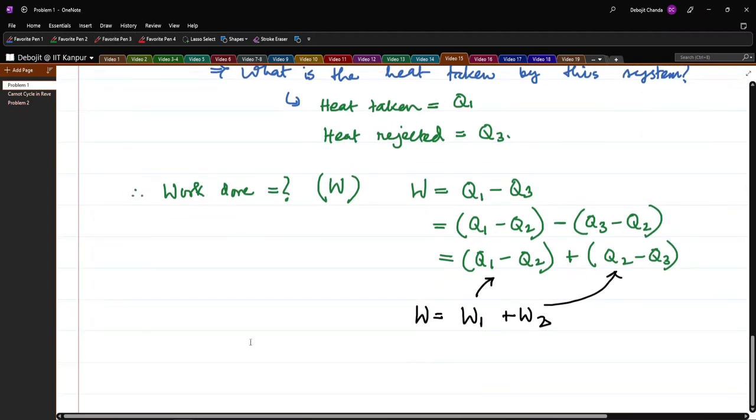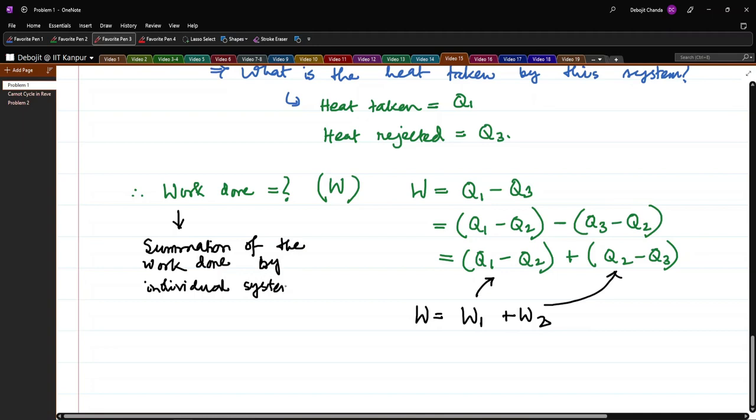So what we see is that the work done of the combined system is the summation of the work done by the individual systems, that is A and B Carnot engines.